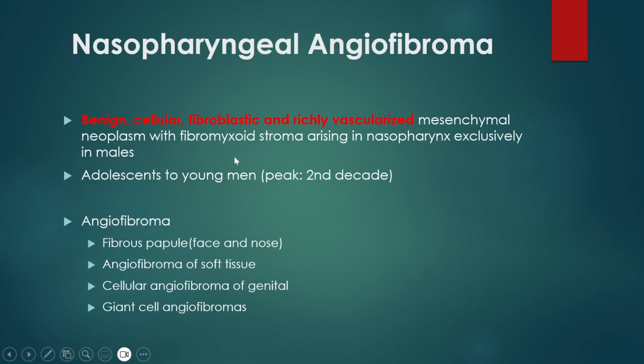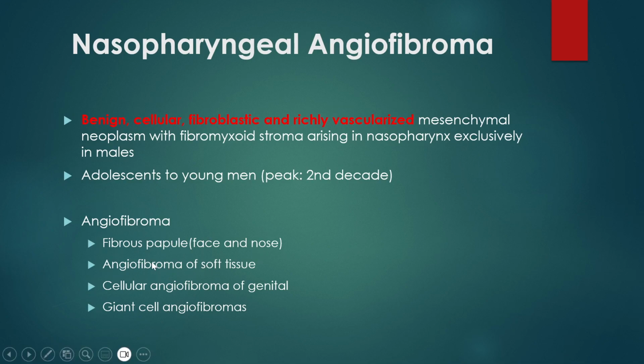One clinical feature is that usually we can see this lesion in young men, with a peak age of the second decade. And when we talk about angiofibroma, you must figure out that we have at least four entities besides nasopharyngeal angiofibroma with the name angiofibroma. The first one is fibrous papule. We usually use this term for the face and nose in dermatopathology.